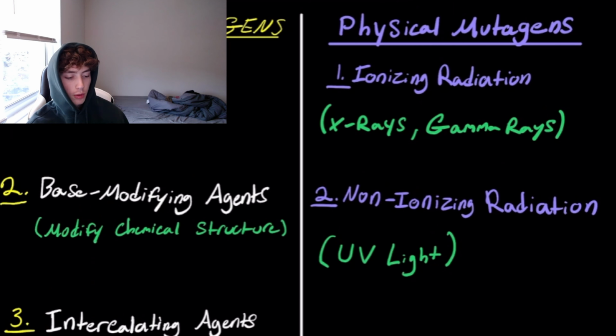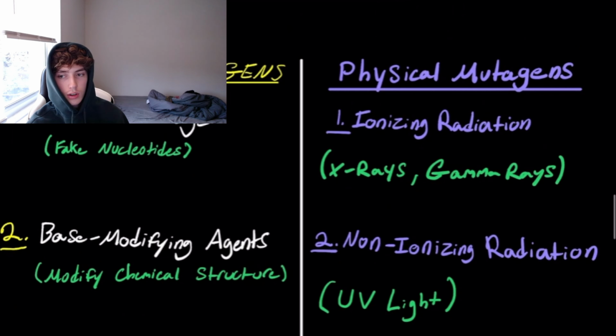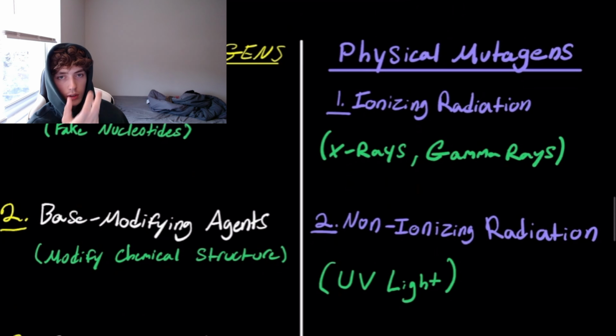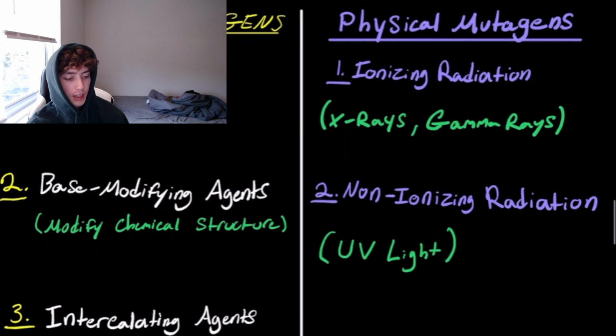We also have physical mutagens. Physical mutagens are a little bit simpler, and I'm sure what people are more familiar with. We have ionizing radiation, so those are X-rays, gamma rays, etc. And we also have non-ionizing radiation, so that's UV light.